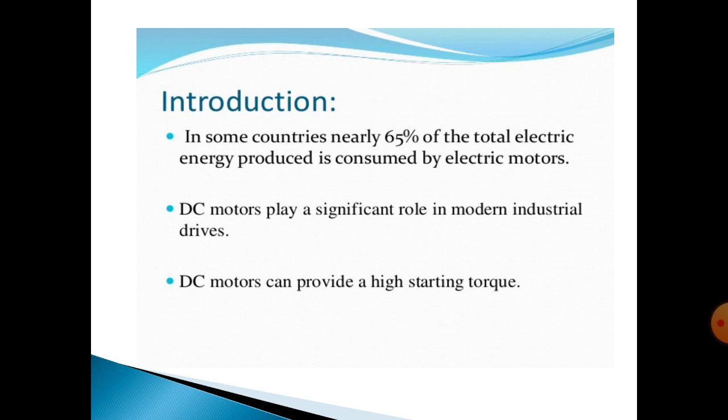DC motors have been used in variable speed drives for a long time. Compared to an AC motor, a DC motor can provide a high starting torque. Next, control-wise, in a DC motor, a large speed range, both below and above the rated speed, can be easily achieved. The main disadvantage of a DC motor is that it needs regular maintenance.